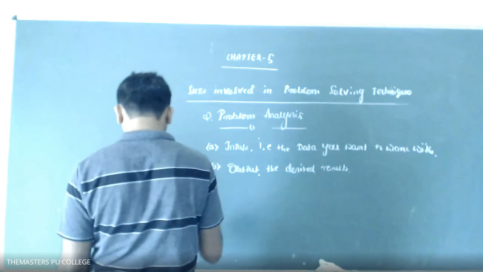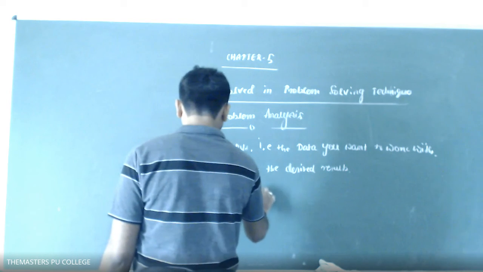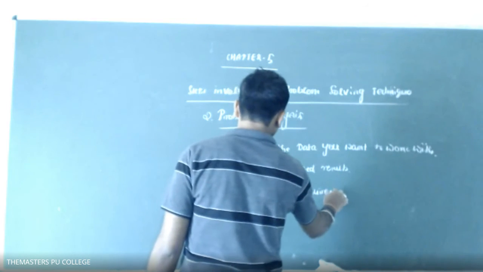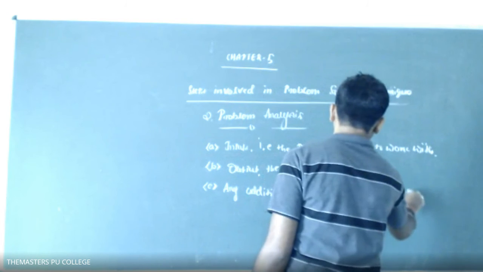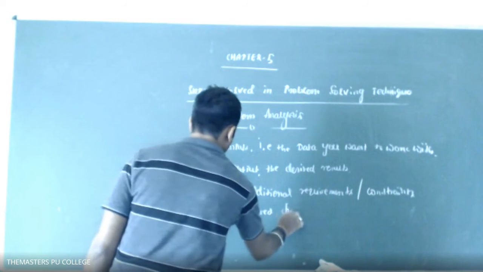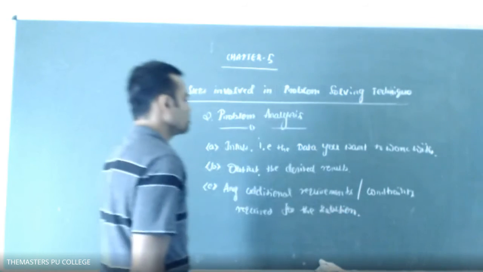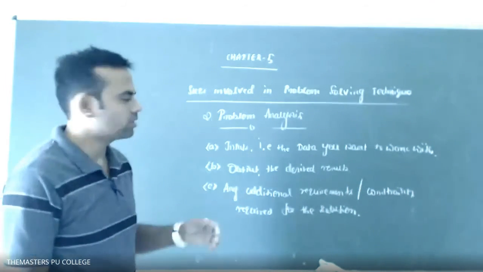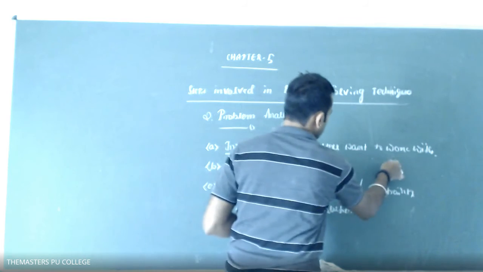And then any additional requirements or constraints required for the solution. Right? So these are the analysis steps you need to follow while solving the problem solving technique. Problem analysis includes, first of all, inputs. Inputs, that is the data you want to work with.